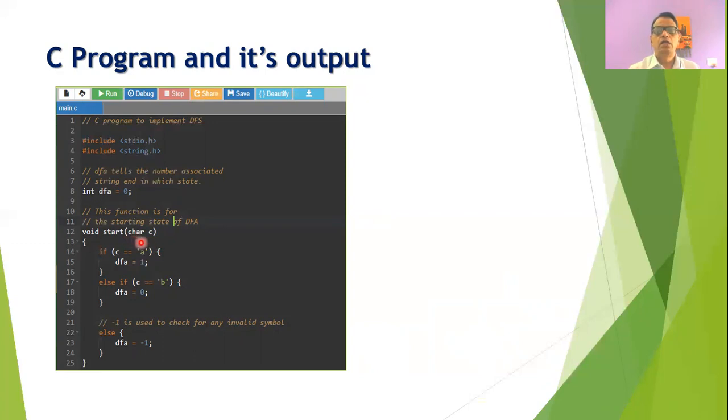And initially we will accept the character C as an argument. Now we will check if the character is A, then we know that from the start state, we will go to the state 1 on the input symbol A, and therefore we will make this variable DFA equal to 1. Else, if the character is B, then we will remain in the same state. That is, the DFA will be equal to 0. And if there is any other character, then in that case, we will set DFA equal to -1, and it will indicate that the input symbol is an invalid symbol.